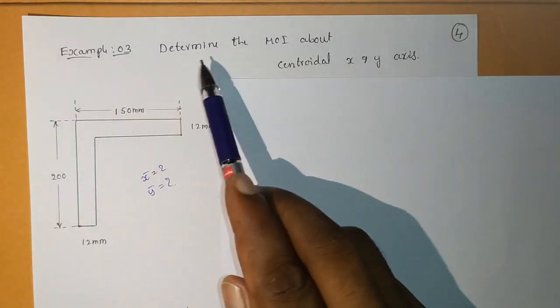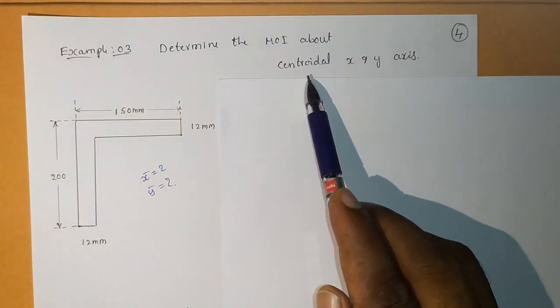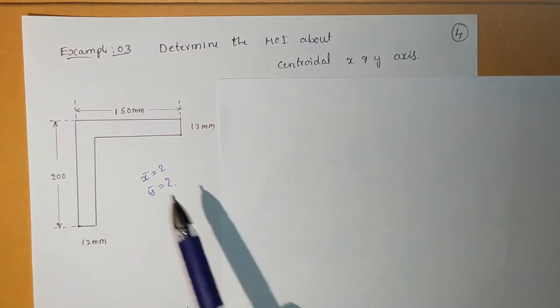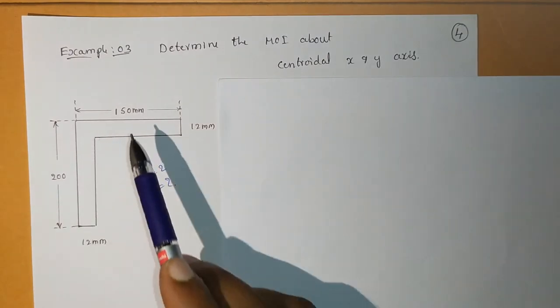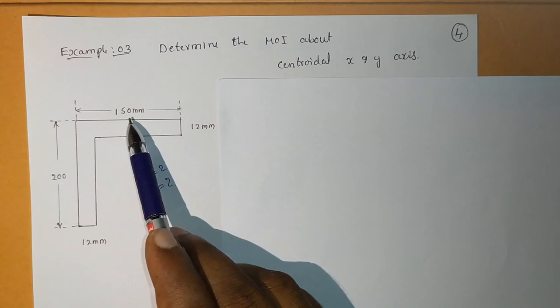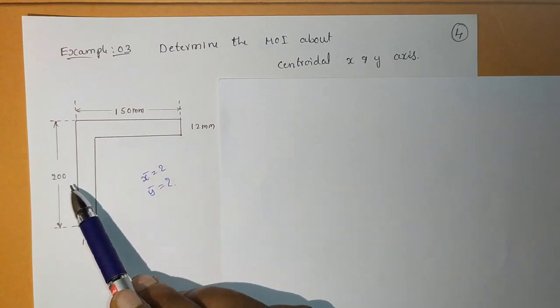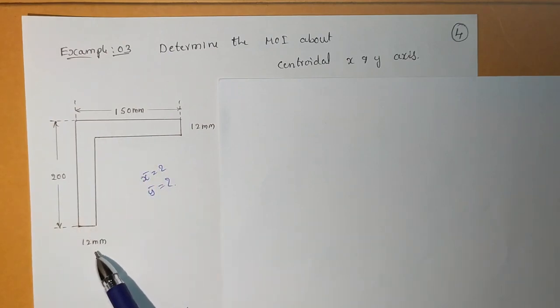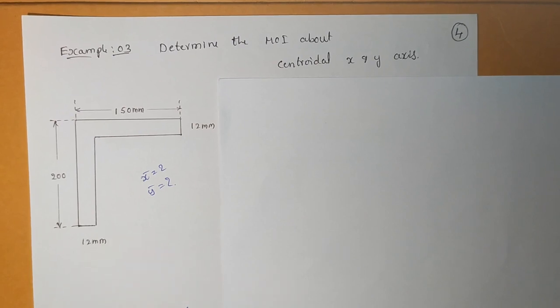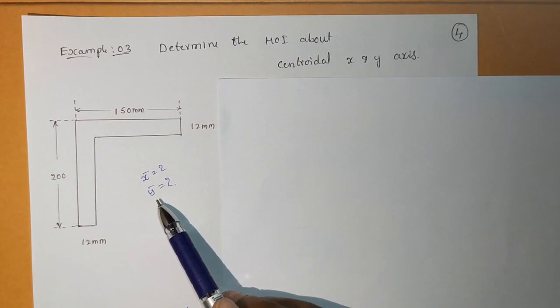Example number 3. Determine the moment of inertia about centroidal x and y axis. This is the given L section. Width is 150 mm and depth is 200 mm and thickness is constant, that is 12 mm. This is an asymmetrical section. It is neither symmetrical about horizontal axis nor symmetrical about vertical axis.